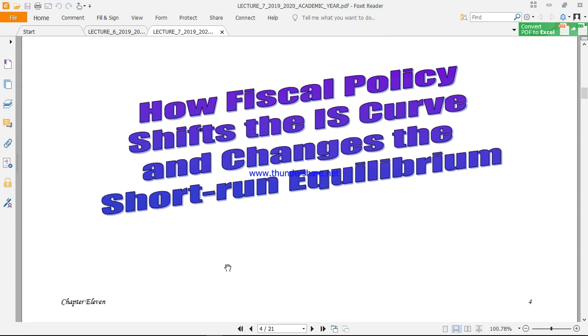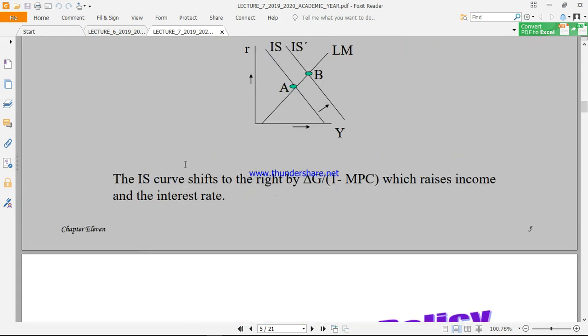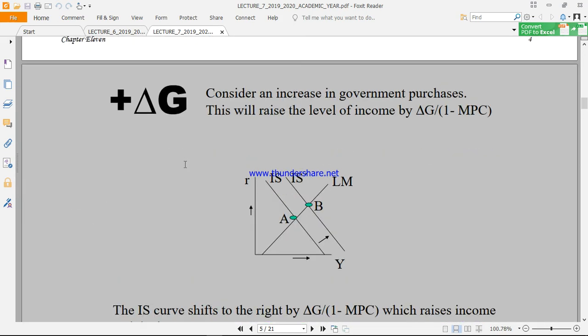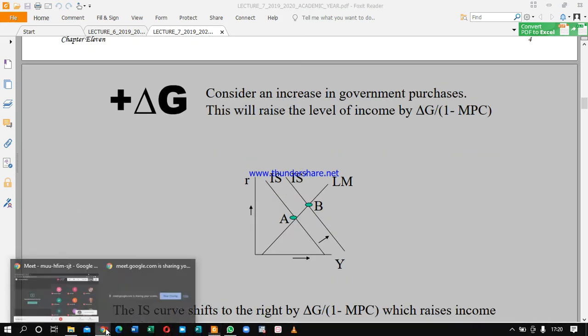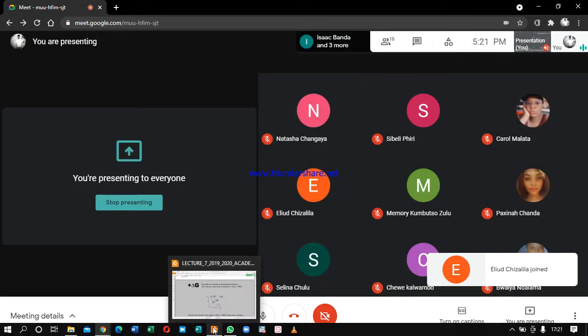All right, so what we are trying to look at today is just to understand how fiscal policy is going to shift the IS curve. Of course, in the short run, but as I've said, we're going to try to tally the short run and the long run.